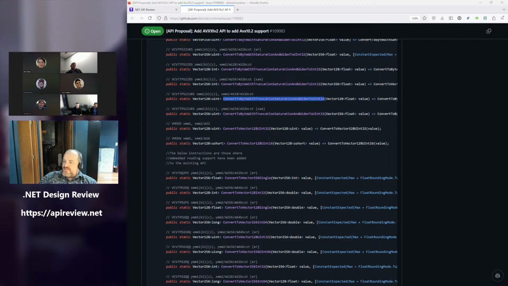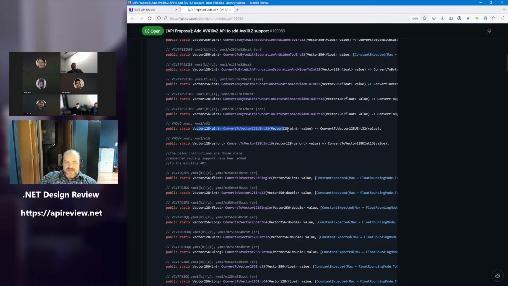Okay, I'm making those adjustments. I have grammatical thoughts on the next cluster. That looks like NOP. I almost want the word of to be in there, but again, I don't know if this follows an established pattern. Like you're converting a vector 128 of uint to a vector 128 of uint. That looks like NOP. Right.